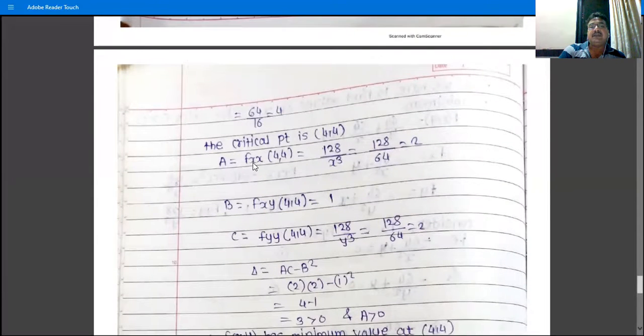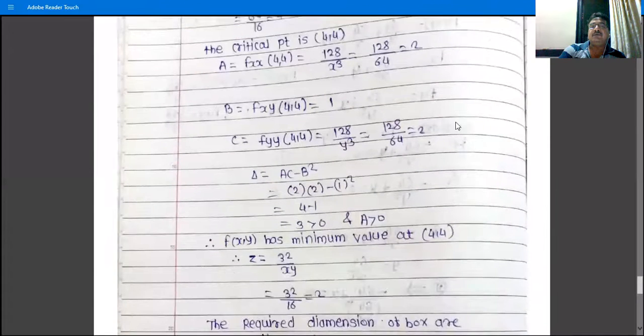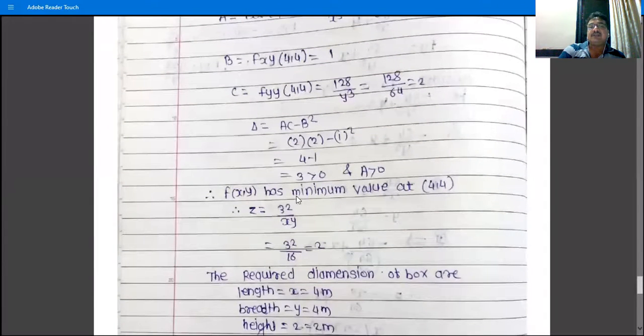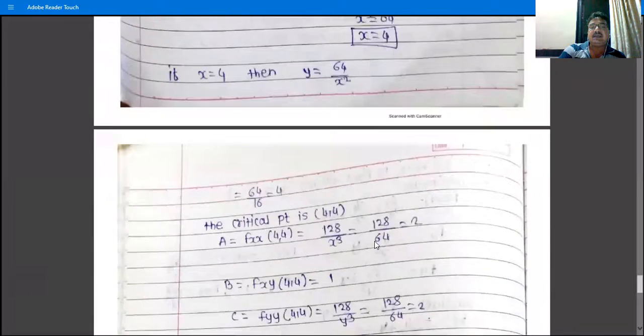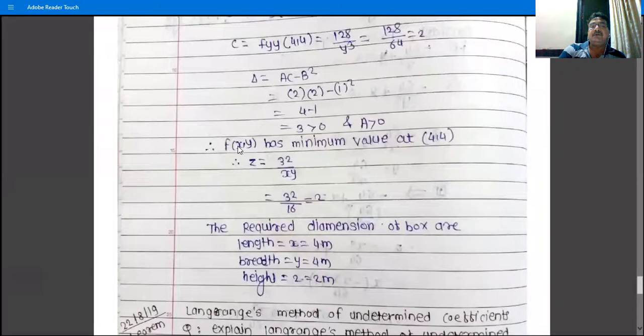Then capital A, that is f_xx at (4, 4): substitute x as 4 and y as 4 in the function f_xx. We have this answer 2. And capital B is 1. Capital C, that is f_yy at (4, 4), we have answer 2. Then delta is AC minus B square, 2 into 2 minus 1, 4 minus 1, that is 3. Delta is greater than 0, and A is also greater than 0 because A is 2, and therefore the function f(x,y) has a minimum value at (4, 4).